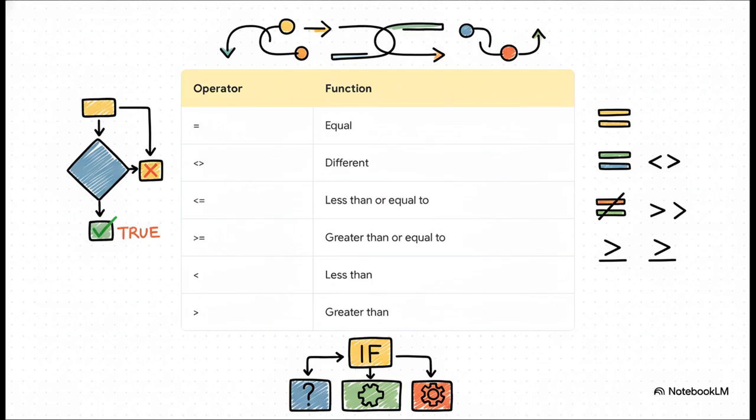Okay, so how do we actually form that condition in the first place? We use these things right here, relational operators. These are basically the symbols that let us compare two different values. We can check if something is equal to, not equal to, greater than, or less than something else. You can think of these operators as the basic vocabulary our algorithm uses to ask its questions.